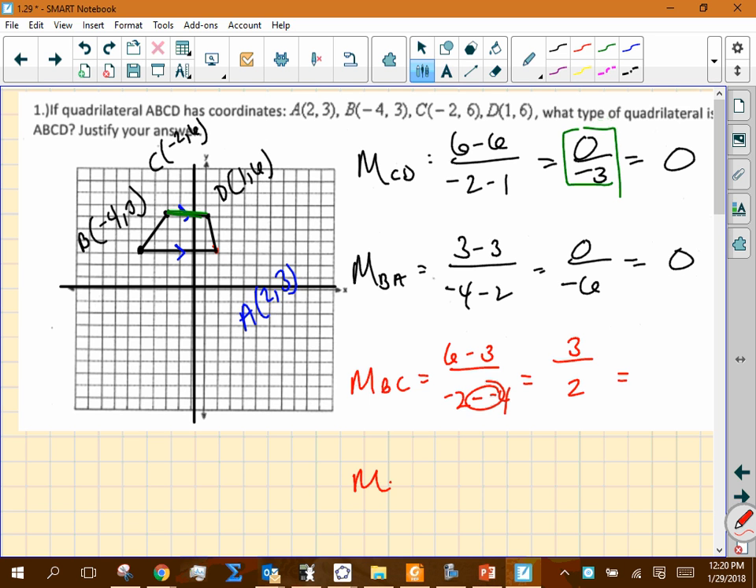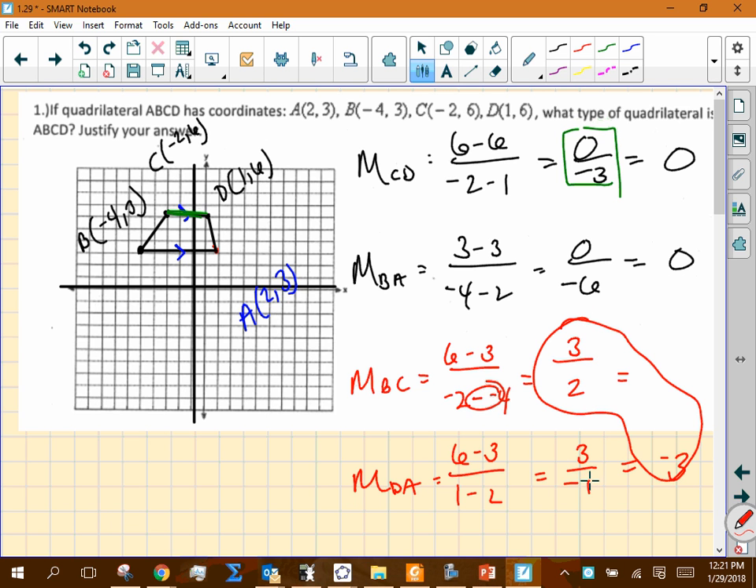And then I want to find the slope of DA. So we go 6 minus 3, and then 1 minus 2. So I get 3 over negative 1, which is negative 3. Are those two slopes the same? No. So that tells me that that line right there and that line right there are not parallel, right?